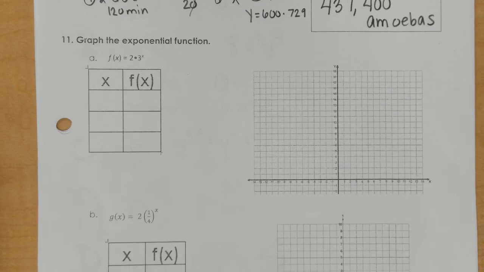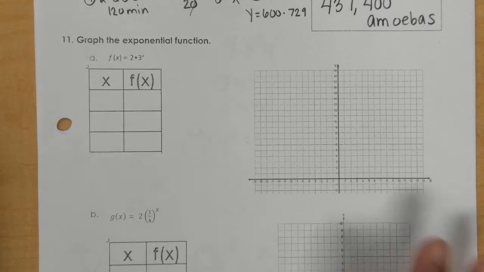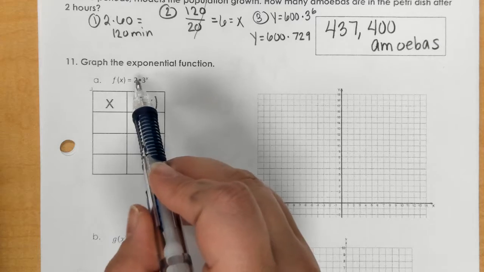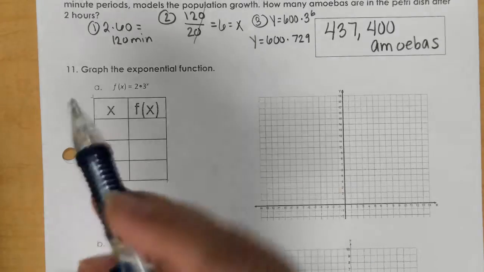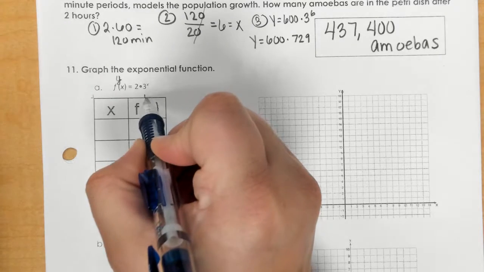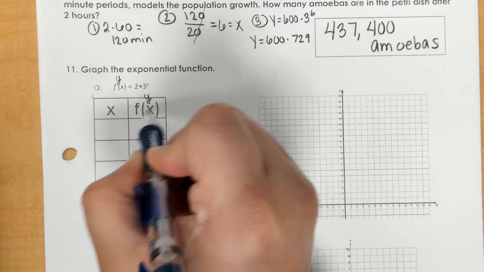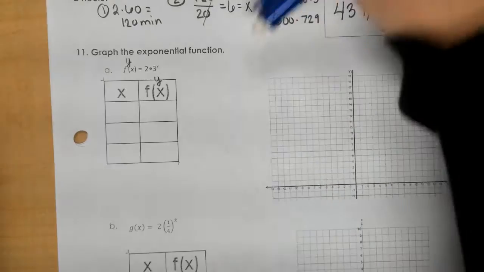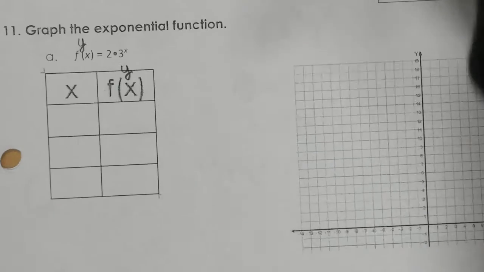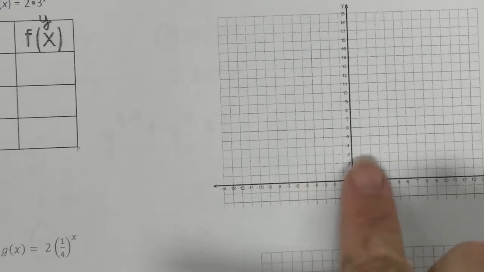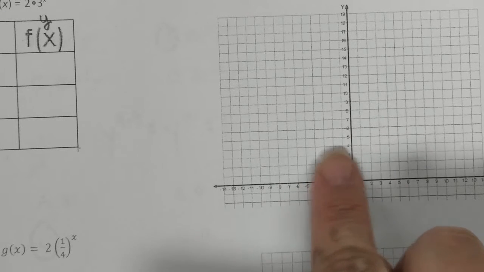Okay, lastly, number 11, we have to graph the exponential function. So here is our exponential function, f of x equals 2 times 3 to the x power. Again, f of x, that's your y. You don't think of it as f of x, you can think of it as y. And if I want to plug this into the table of values, I want to use -1, 0, 1 for x, because that's the dead center of my graph. So I want to work in this range right here.